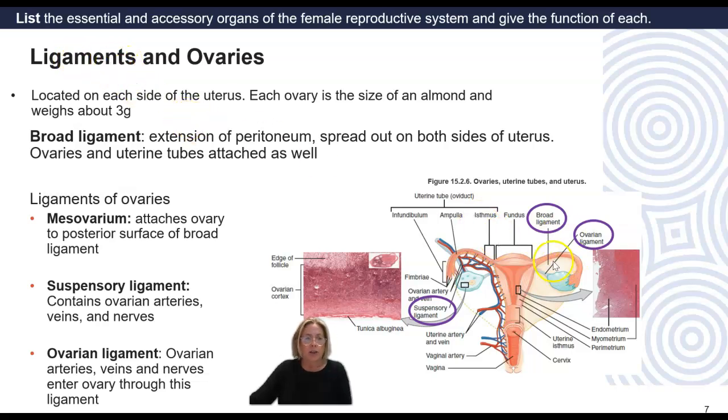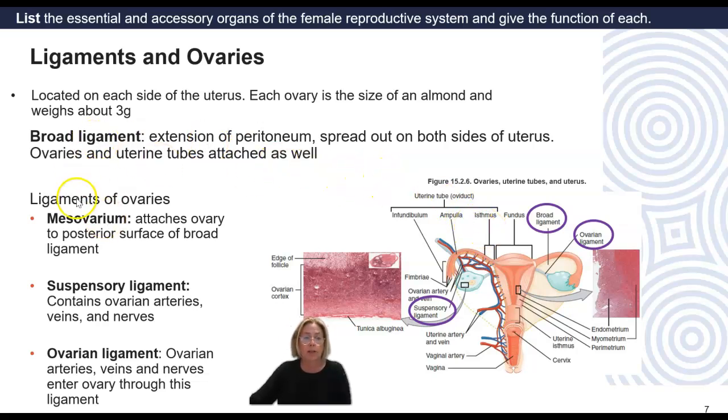You can see here that the ovaries are located on either side of the uterus. They're very tiny. They're about the size of an almond and they weigh about 3 grams. You can see here this broad ligament. It's an extension of the peritoneum and it spreads out on both sides of the uterus. And the ovaries and the uterine tubes or the fallopian tubes or the oviducts are attached as well.